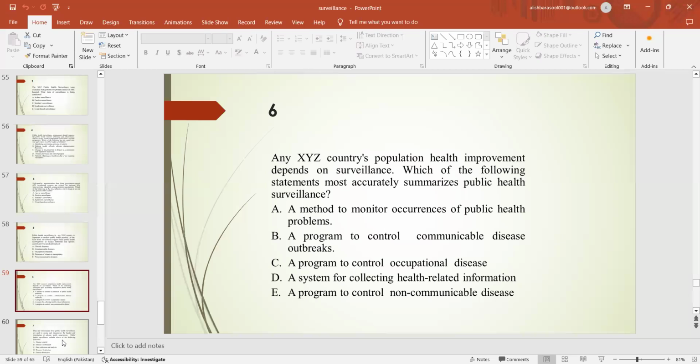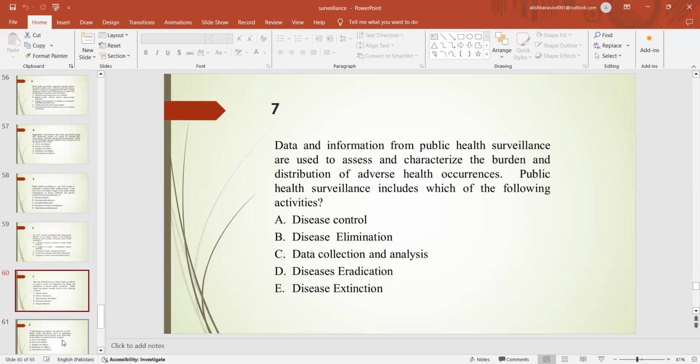Any XYZ country's population's health improvement depends on surveillance. Which of the following statements most accurately summarize the public health surveillance? A, a method to monitor the occurrence of the public health problems. B, a program to control the communicable disease outbreak. C, a program to control the occupational disease. D, a system for collecting health related information. E, a program to control the non-communicable disease. It's C, a program to control the occupational disease.